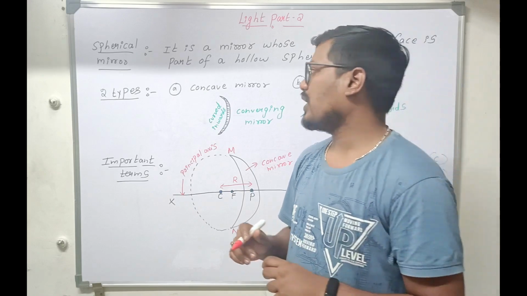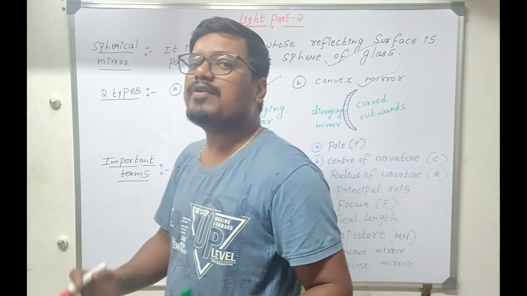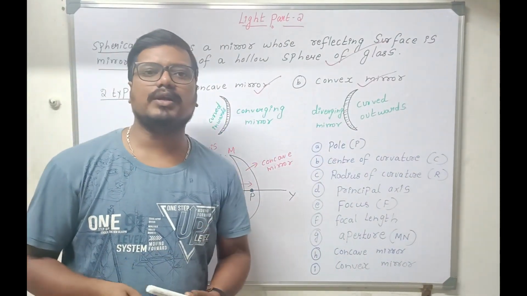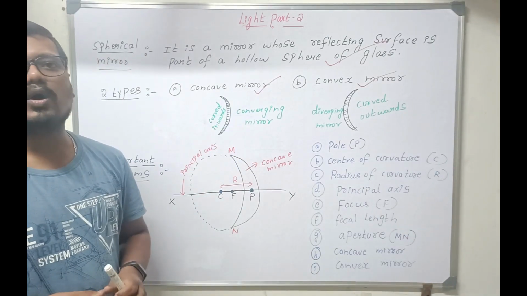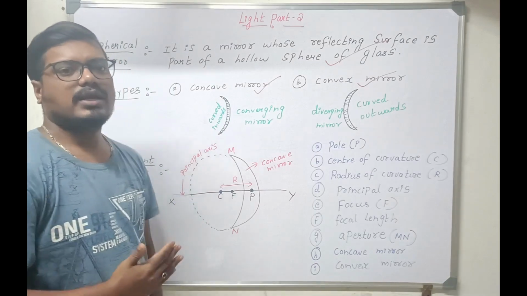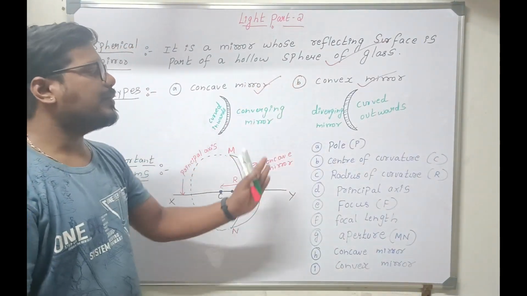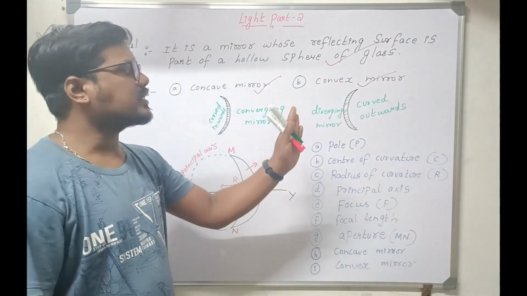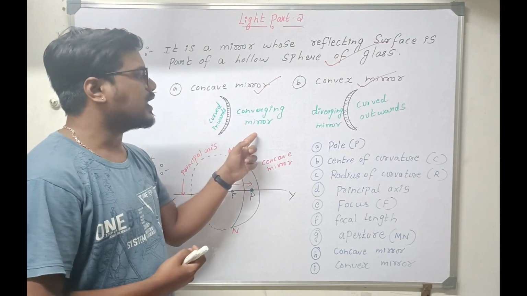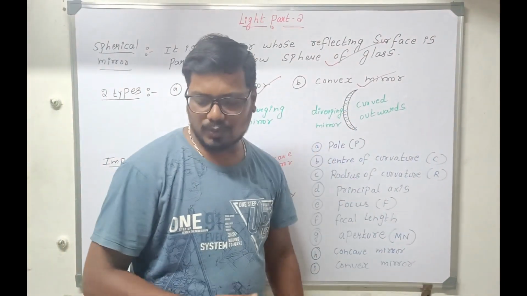In that we have two types. One is the concave mirror, and the other is the convex mirror. This is very important. Most of you will get a doubt about which one to consider as the concave mirror and which as the convex mirror. Concave mirror means it is curved inwards. I repeat again: concave mirror means curved inwards, it is a converging mirror. Convex mirror means a diverging mirror, or curved outwards.